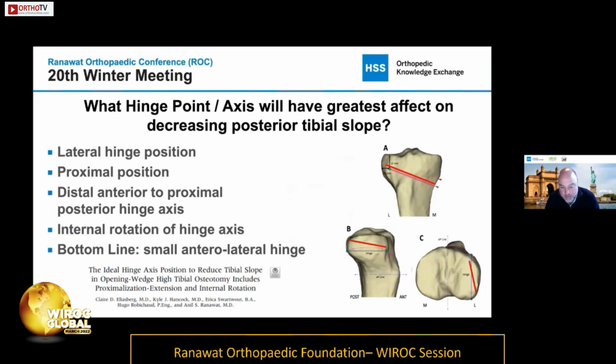So the bottom line is a small anterolateral hinge, which makes sense, which really destabilizes the osteotomy, is the best way to manipulate slope. This is really hard to do without, I'd say, PSI technology. I did it before, and you sometimes have to break your lateral cortex posteriorly to get this small anterolateral hinge.